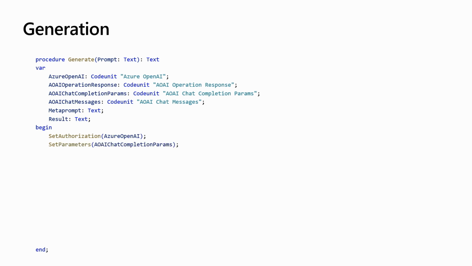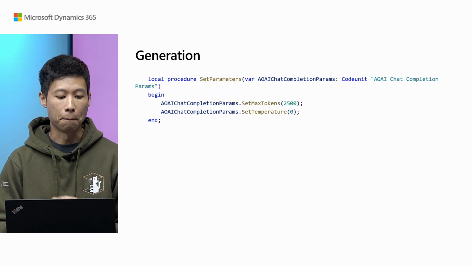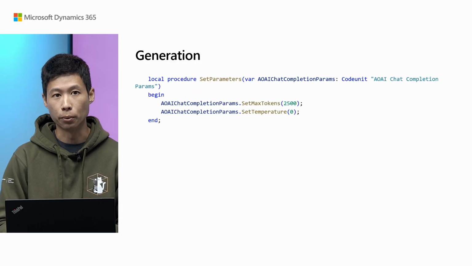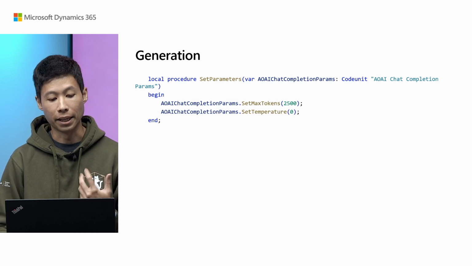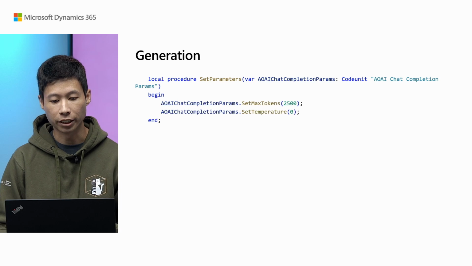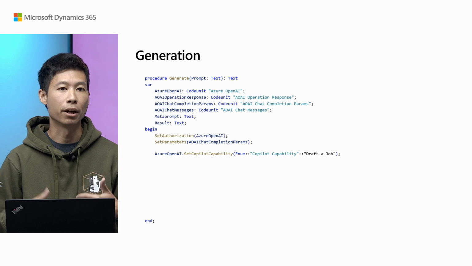Next, I want to set some parameters. Since I'm using the chat completion, I want to set those parameters. And how do I do that? Here, I just call the functions set max tokens and set temperature. So in my case, I want to use a longer token range, and because I want a structured output I'm setting the temperature to 0. And those are the only parameters that I'm changing. And once I've set those, I want to set the capability I'll be calling this with.